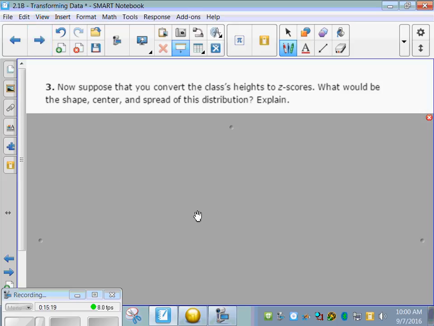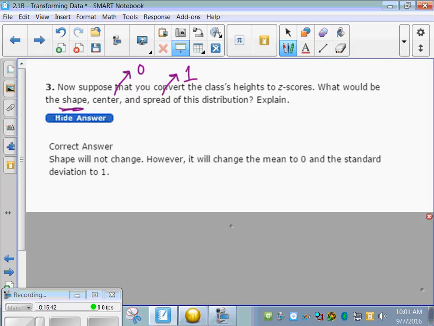And last one, now suppose you convert the class's heights to z-scores. What would be the shape, center, and spread of the distribution? So the shape, what happens to the shape when we convert to z-scores? Stays the same. Good, we got this. What is the center always? 0. What is the spread always, or the standard deviation? 1. Okay, the mean will be 0, and the standard deviation will be 1. That is it.